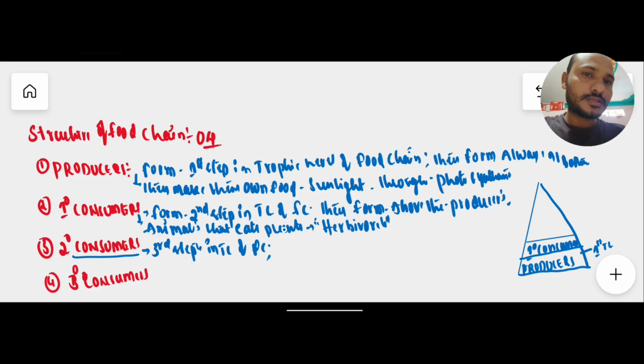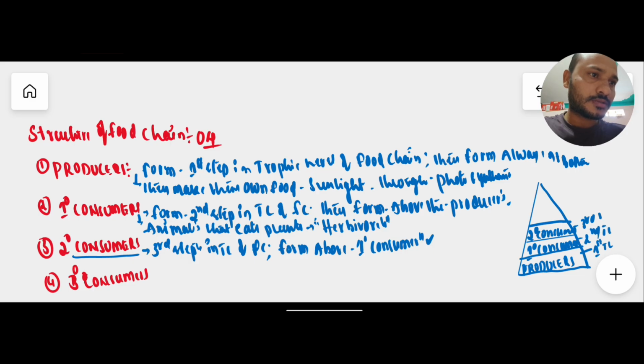Now coming to secondary consumers. The secondary consumers form the third step in the trophic level of the food chain, and they form above the primary consumers. So this is the secondary consumers level, at the third trophic level, above the second.